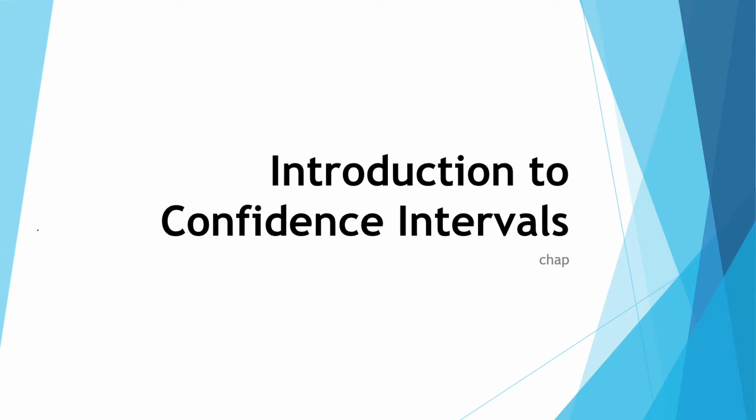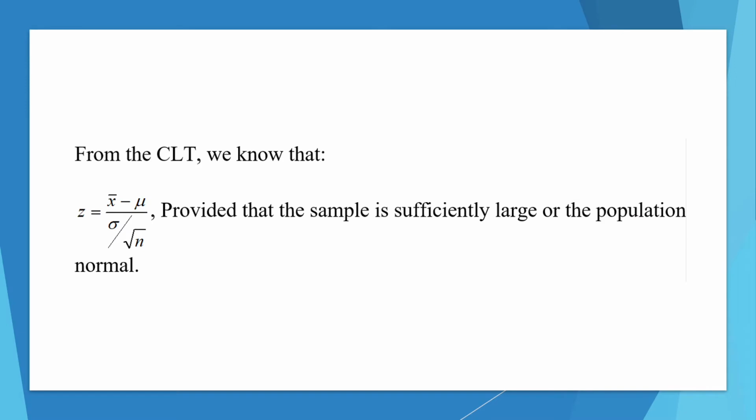In this section, we're going to look at confidence intervals. From the central limit theorem, we know that z equals x bar minus mu divided by sigma over the square root of n, provided that the sample size is sufficiently large or the population is normal.